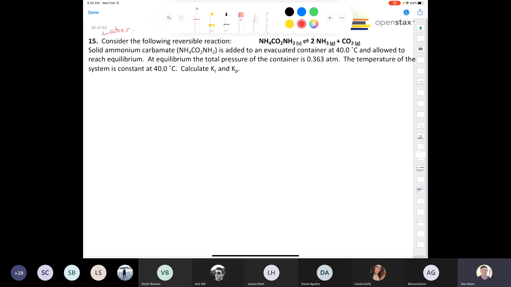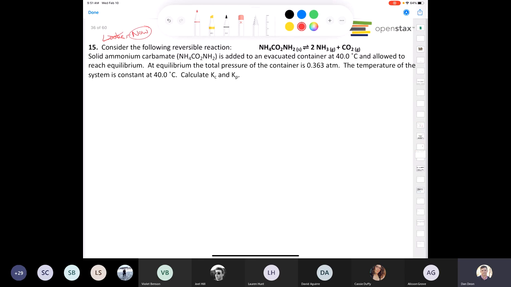All right, so later is now, okay? So we'll cross this out and we'll say, not later, just do it. Let's do it now, not mañana. Okay, consider the following reversible reaction. We've got a beautiful reversible reaction here. It says solid ammonium carbamate, and notice it's not carbonate, it's carbamate. So solid ammonium carbamate is added to an evacuated container at 40 degrees Celsius and allowed to reach equilibrium.